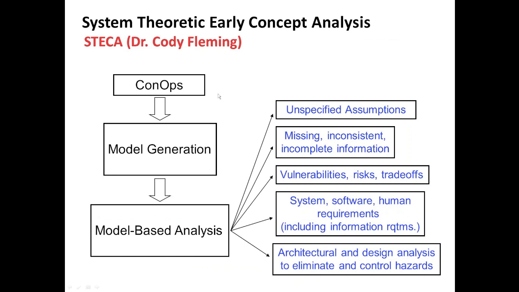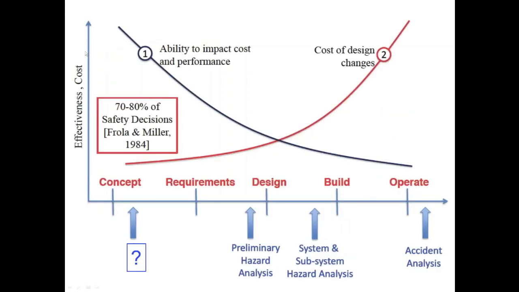This is another brand new one I talked about, Dr. Cody Fleming. He's now at the University of Virginia, a professor in their systems engineering department, called System Theoretic Early Concept Analysis. What we really want to do is do things early. So he can take a concept of operations document before you've actually done any real design on the system, generate a model from it, and use model-based analysis to identify unspecified assumptions, missing, inconsistent, incomplete information, vulnerabilities, risk trade-offs. We can generate system, software, human requirements, including information requirements, and it can do architectural and design analysis to eliminate and control the hazards.